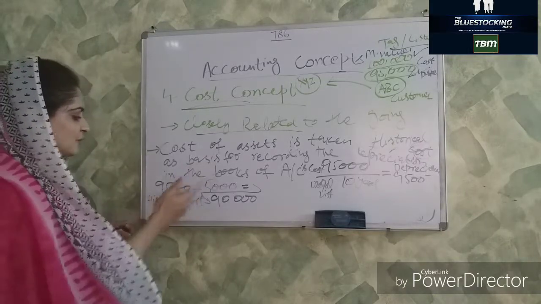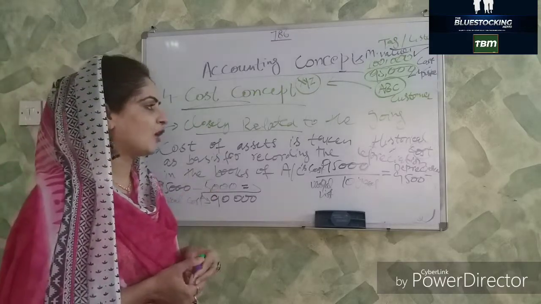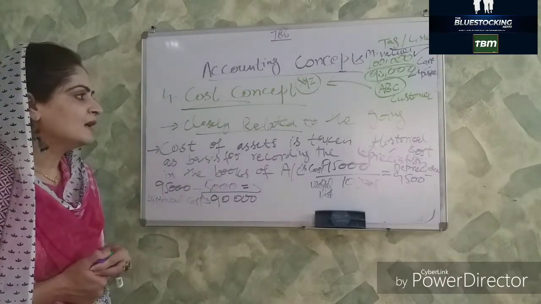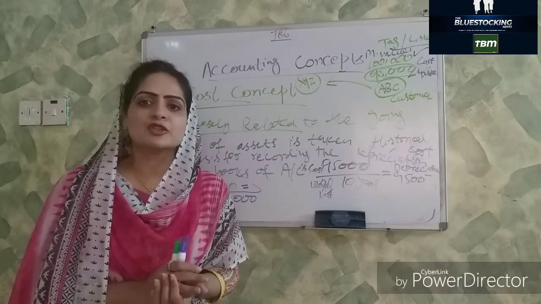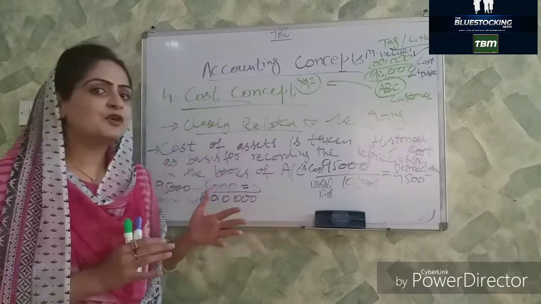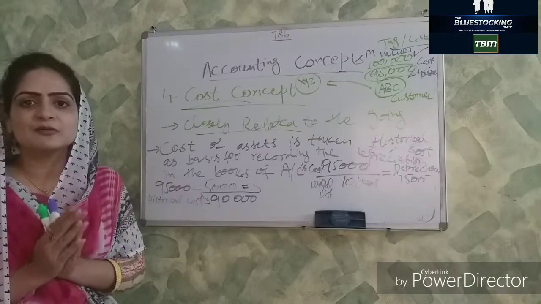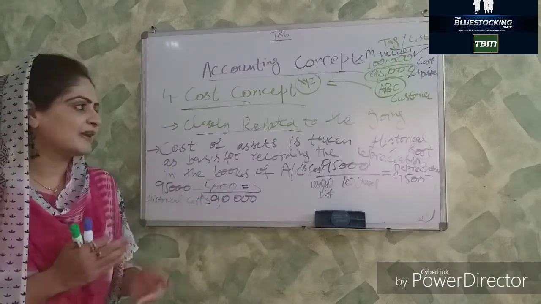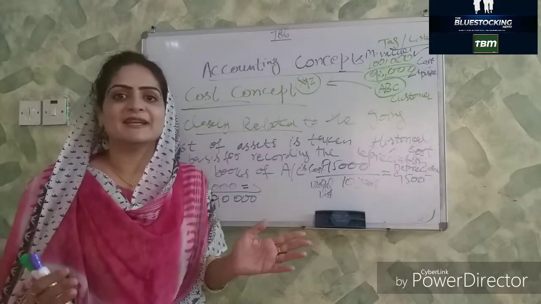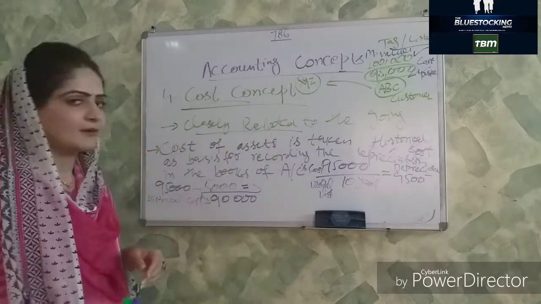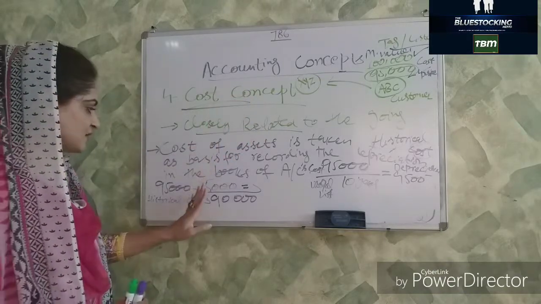So this is the concept of historical cost. As you know, in the going concern concept, we also assumed that the liabilities would be paid after their maturity, and we also assume that every asset would be recorded in the books of accounts by its usage, and the depreciation will be calculated, and it will be assumed that the business will continue. So this is also the case with this cost concept.